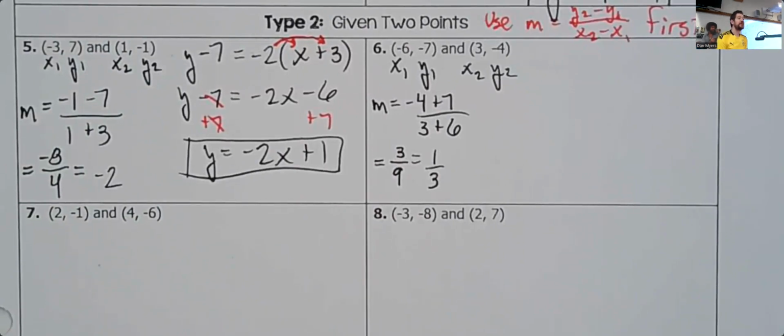For the slope, y2 minus y1 over x2 minus x1. So slope is 1/3. Yeah, nice.